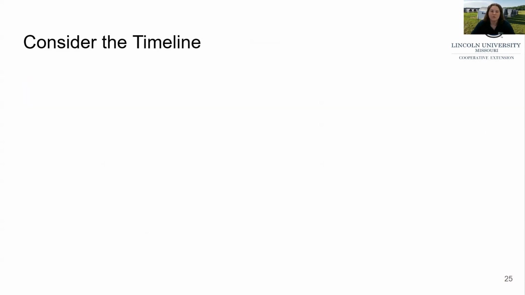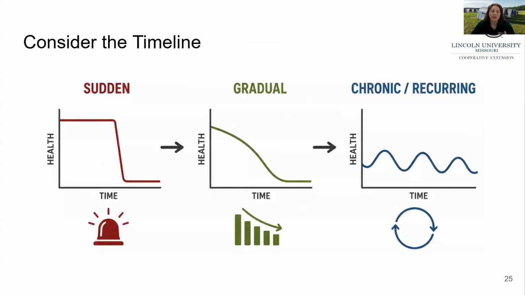We also want to think about how quickly this is developing. So did something change very suddenly? Did several birds become sick over a few days or weeks? Or is it something that seems to be a recurrent problem that comes and goes?